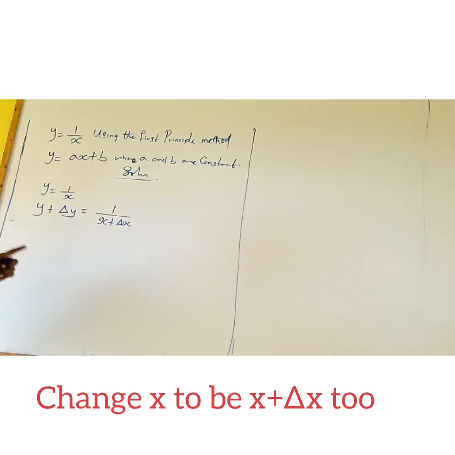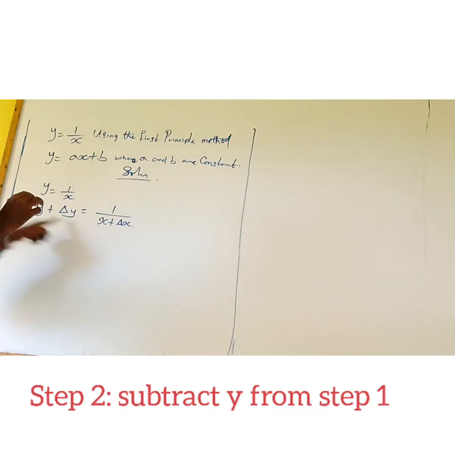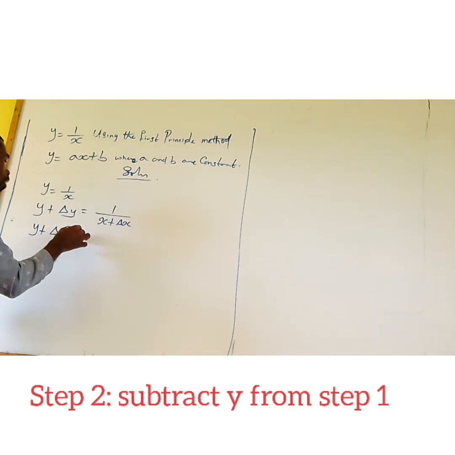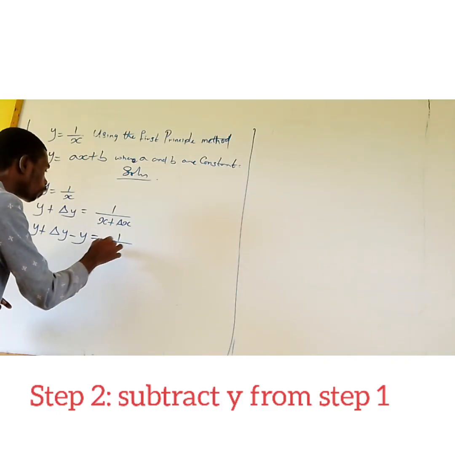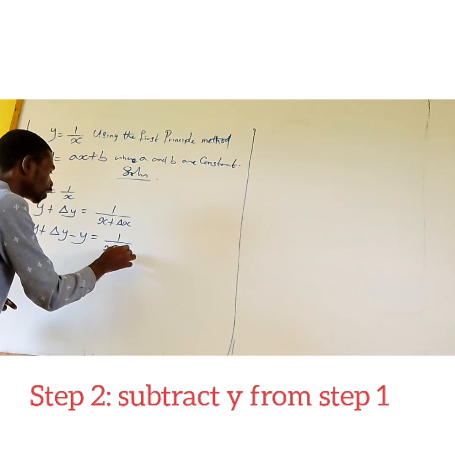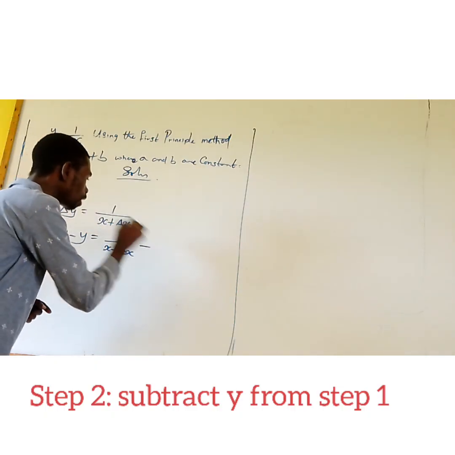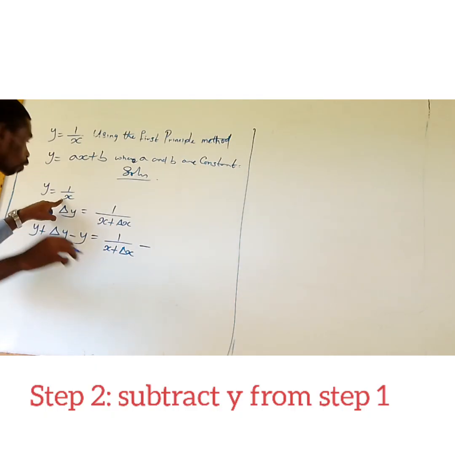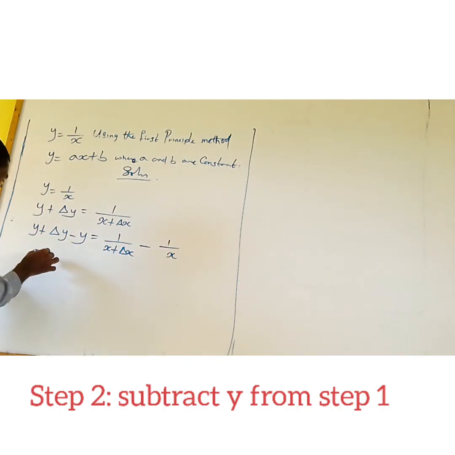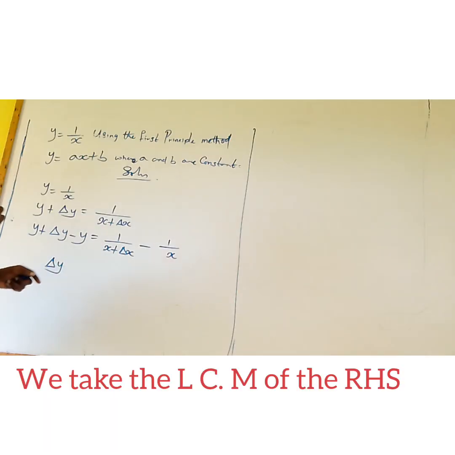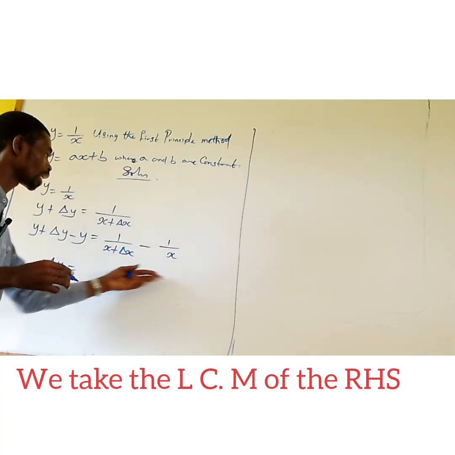Now, the next step, there's nothing we want to do here. The next step is to subtract y from this. So which is y plus change in y minus y. It's not difficult. It equals 1 over x plus change in x minus our y, which is 1 over x. This has become change in y, because y cancels y. Equals, now here we take their LCM.